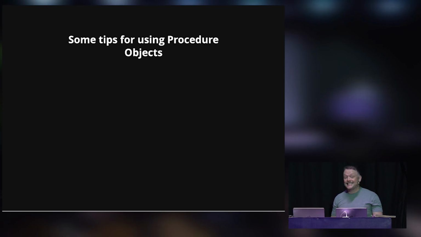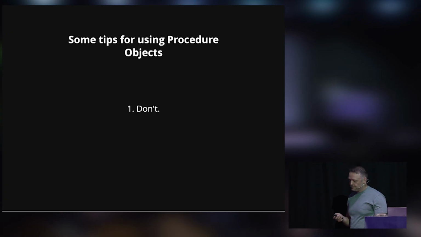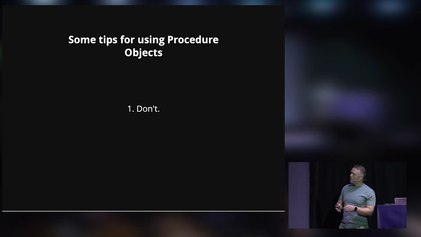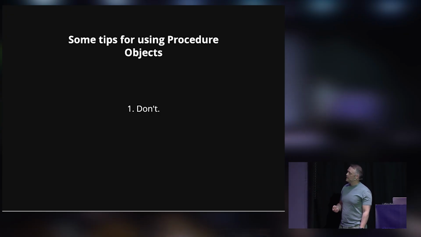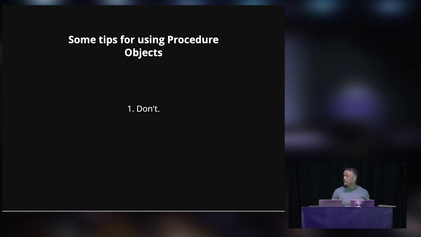So I want to give people some tips for using procedure objects or service objects. My first tip is don't. I'm not just saying that to be funny. If you find yourself about to reach for one of these, I would encourage you to stop and think, could this behavior belong in one of my models? And if so, put it there. If not, then it's likely that you are missing an abstraction from your domain model. Maybe there's a class that you haven't defined. And so you probably just want to build more of a specific domain model.